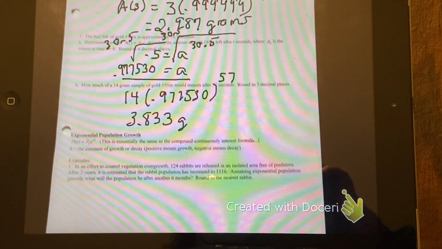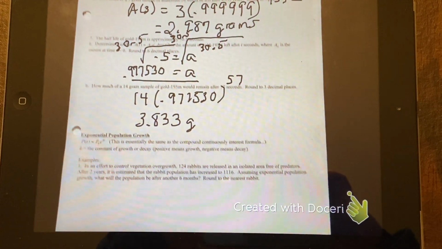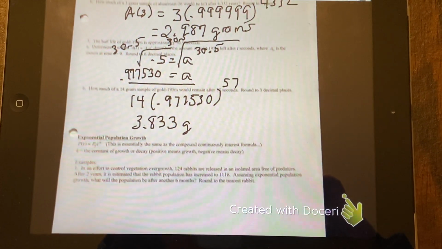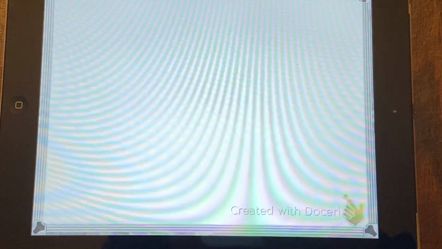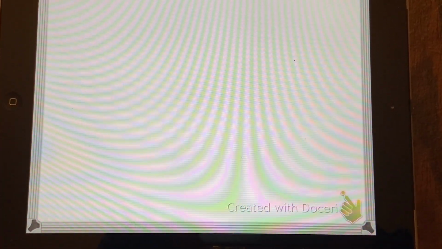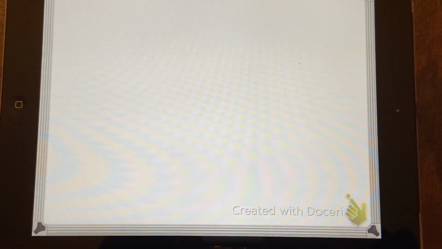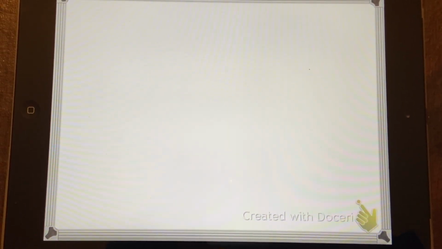Okay. All right. I want to get to just a clear screen to do this last question because I need to have some room to write it. So I'm going to do this last question, then I'm going to add another one on that I saw in the practice that was not on this handout. So we're doing population growth.